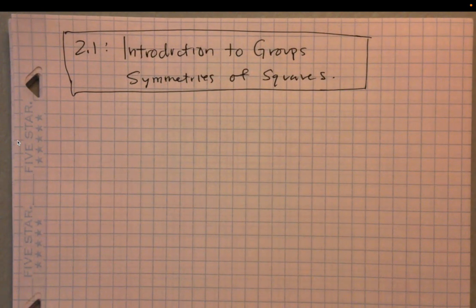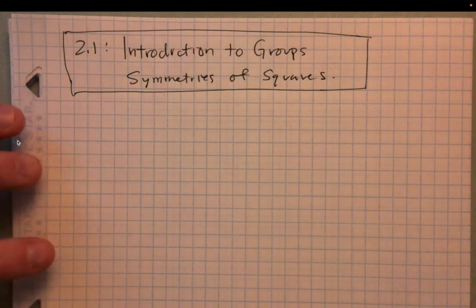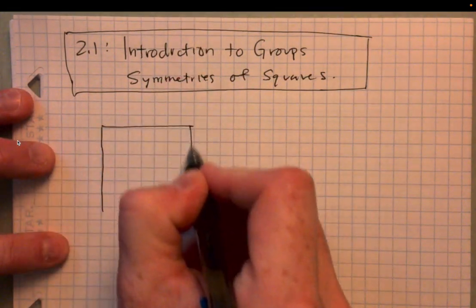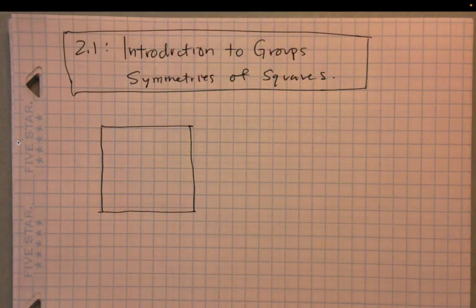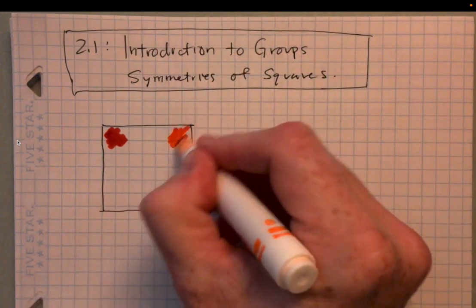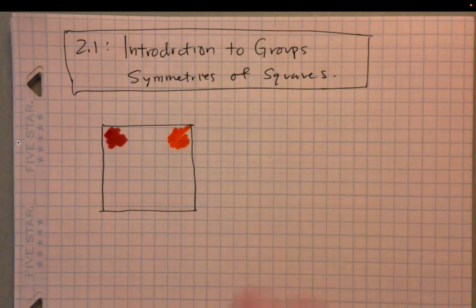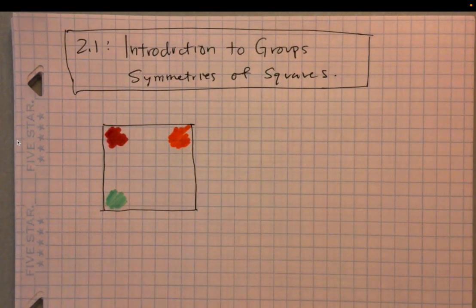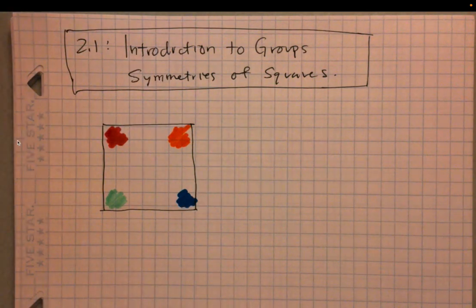So what we want to do is imagine a square, and we're going to think of the square as being transparent, maybe made of glass, with each corner having a different color. We'll have the pink corner over here, the orange corner here, the green corner, and the blue corner. Okay, so we've got the square here.